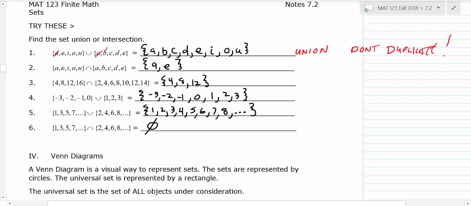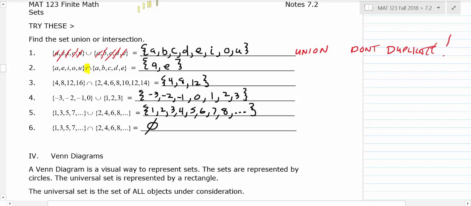Then we see a B. Okay, yeah, there's a B there. Is there a C somewhere? Yeah. Is there a D somewhere? Yeah. Is there an E? E occurs twice, so don't duplicate. And then it looks like you have I, O, U. Okay, so see, I just mark things out when I'm doing a set union.